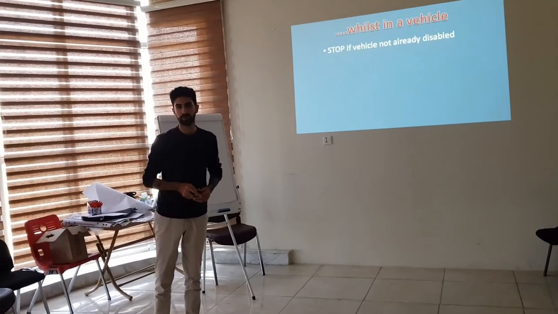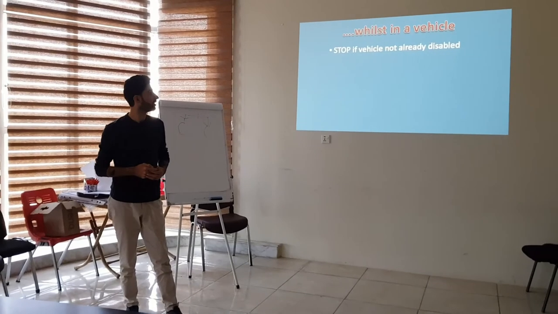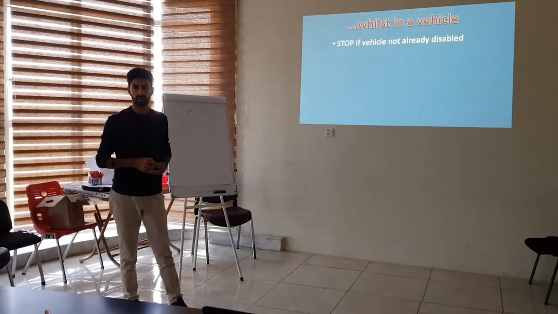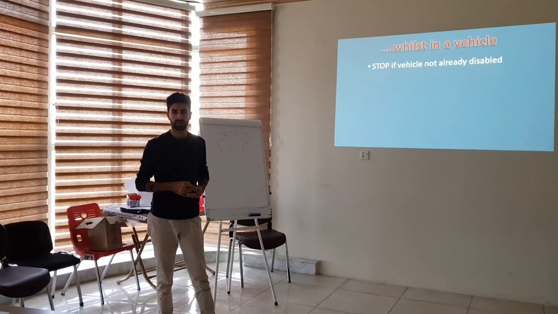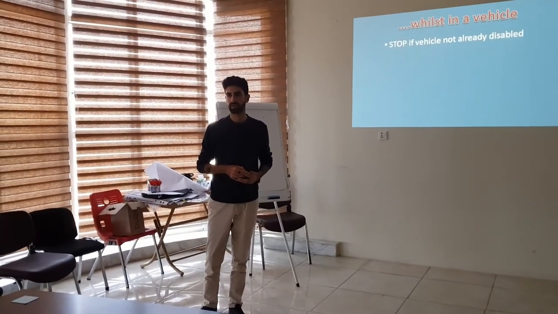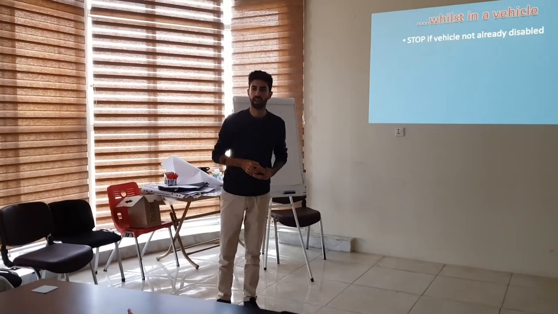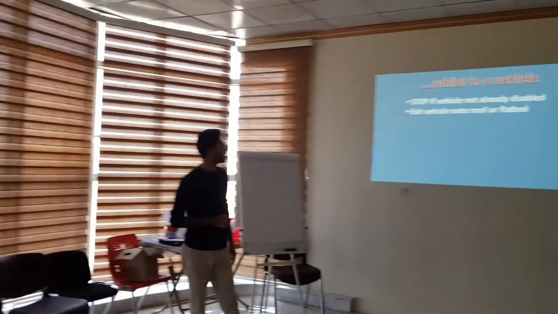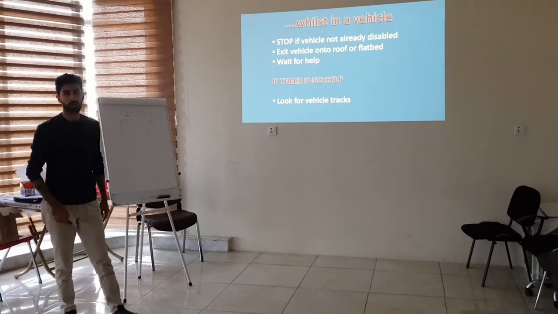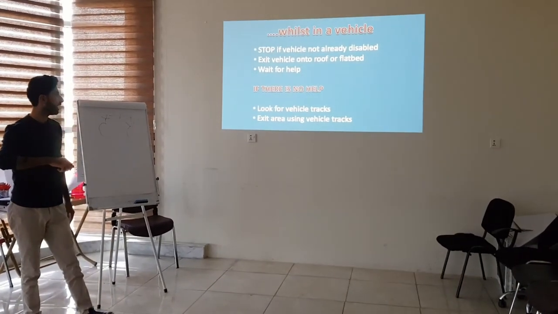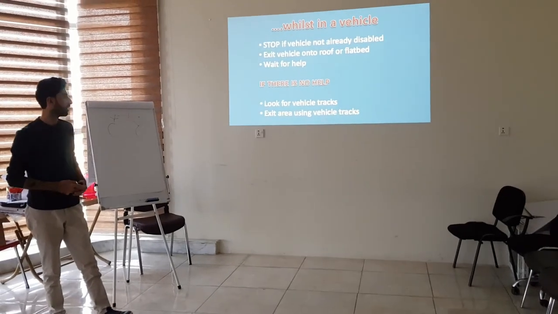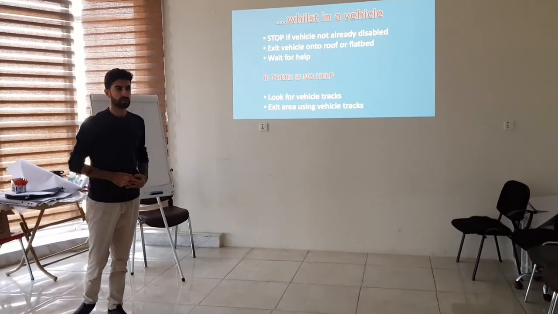Yeah. In the vehicle, what will you do? Stop the car, and also inform the other cars in your convoy. Okay. And then, if you want to leave the place, you can go back through the tire tracks, jumping from the roof to the end of the car and walking in the tire tracks. Yeah, great. The same place. Stay in the vehicle under the roof or flattened, wait for help. If there is no help, look for vehicle tracks and exit the area using the vehicle tracks. The same area you used for your vehicle, because it will be the safe area to move. Okay? Clear? Yes, sir.